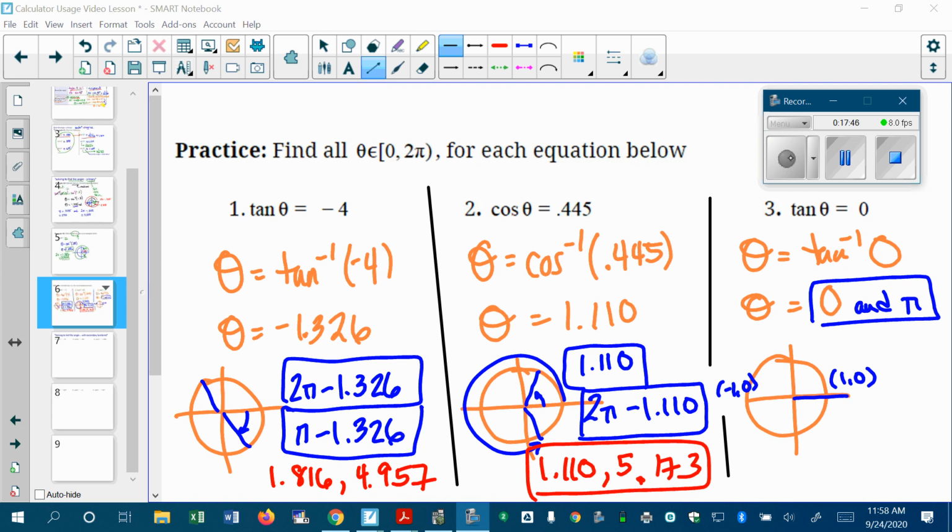So notice that for number 1, for tangent being negative, tangent would be negative in quadrants 2 and 4. So find the two things that are in the same not famous family, okay? And then in number 2, cosine being a positive number is going to happen in quadrants 1 and 4. So we are going to find the same reference angle, but in each of those quadrants respectively. And then the tangent being 0 actually is a famous angle. So I hope that you knew that that happened at 0 and pi. Those are just some quadrantal angles.